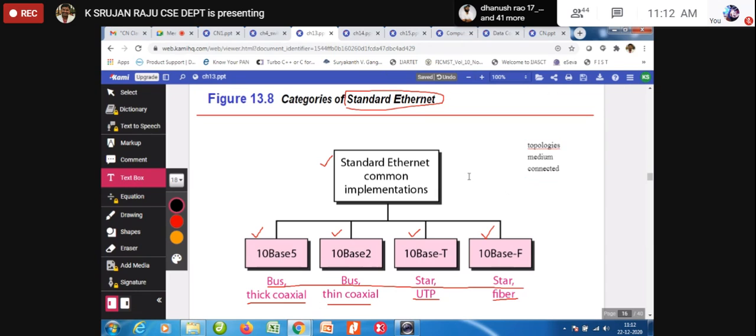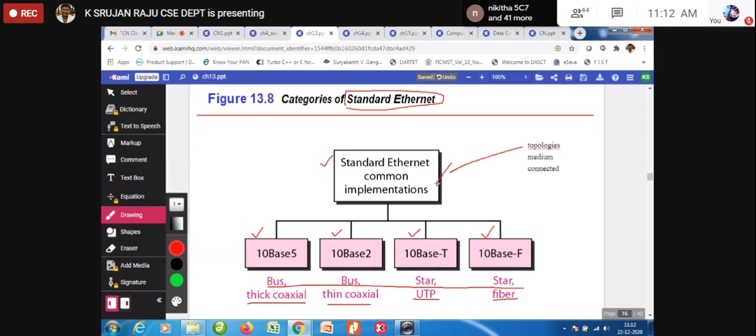So in that particular situation, it is a very important aspect to understand when I talk about standard Ethernet: if I use one type, which topology I am going to use, which medium I am going to use, how to connect it, what the limitation is, like how much distance that medium can be used, which type of connector I can use for which medium, and what the advantages and disadvantages are.